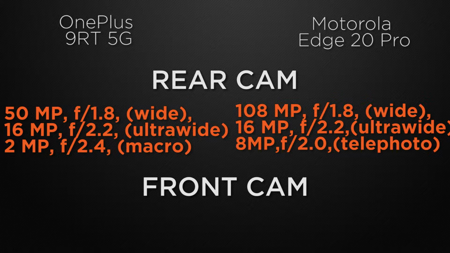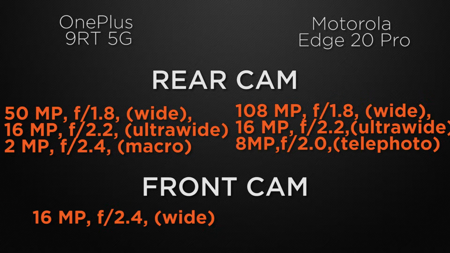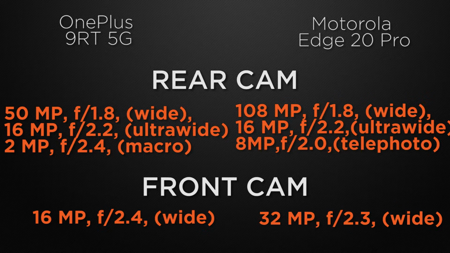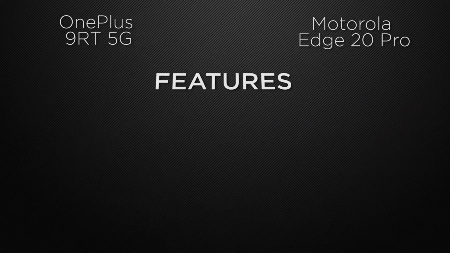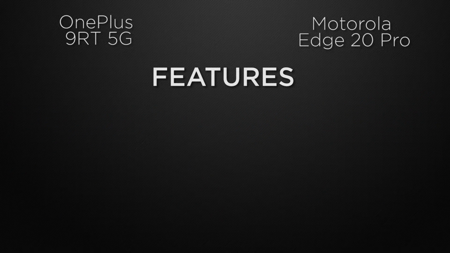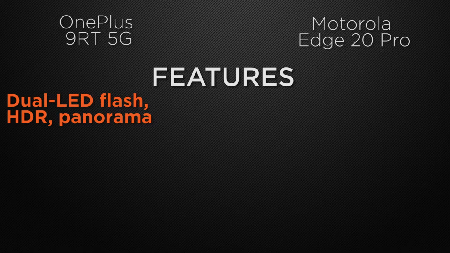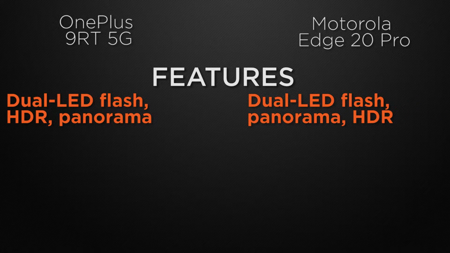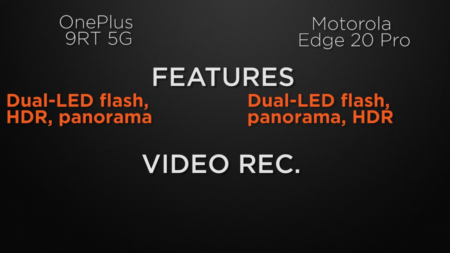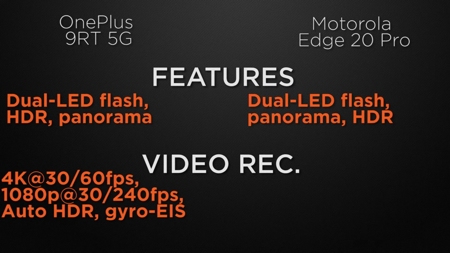Let's talk about the selfie camera of the devices. 9RT has a 16 megapixel wide camera, whereas 20 Pro has a 32 megapixel wide camera. So the winner here is 20 Pro because it can take high resolution selfies. Let's talk about the camera features of the devices. 9RT has dual LED flash, HDR and panorama, whereas 20 Pro also has dual LED flash, HDR and panorama. So it's a tie.